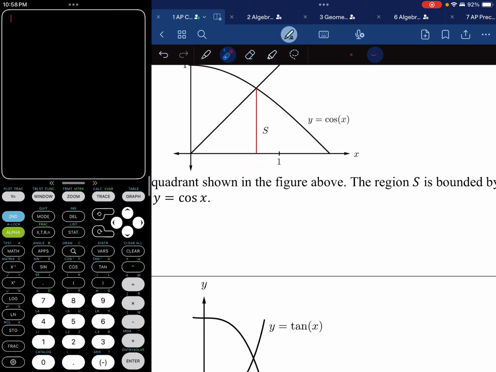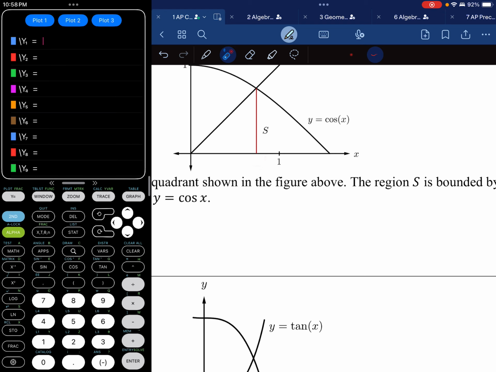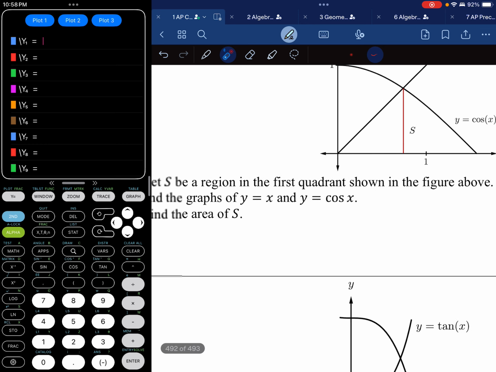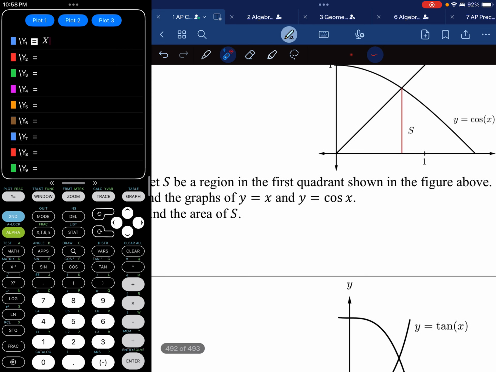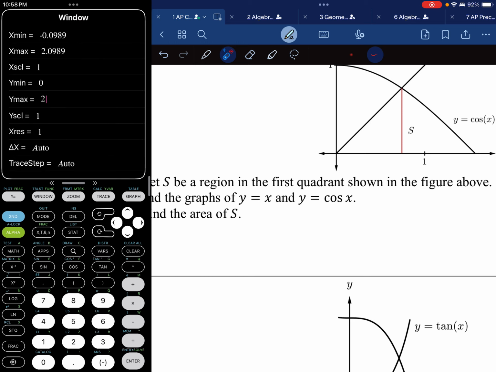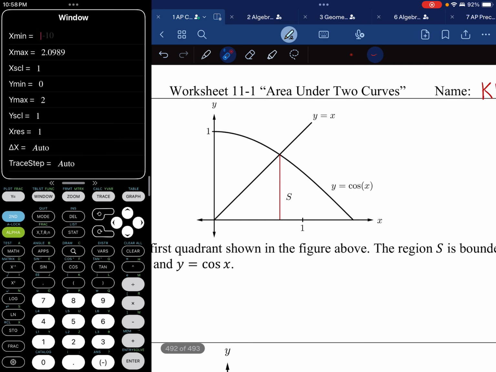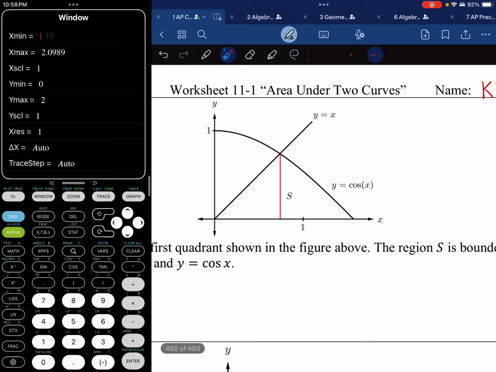So I go to my graphing calculator, type in y equal to, and I'm going to say, okay, I have the function y equals x, and I have the function cosine of x. And my window for this, let's go ahead and clear out all these things. My x minimum, I'm just going to literally enter whatever I see on the graph. X goes from 0 to about 2-ish.